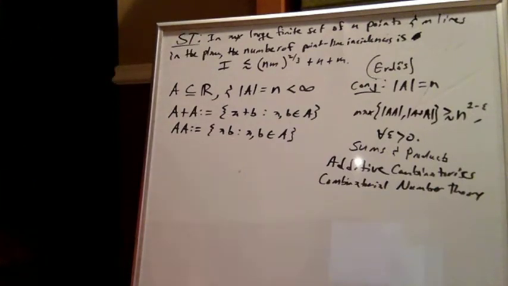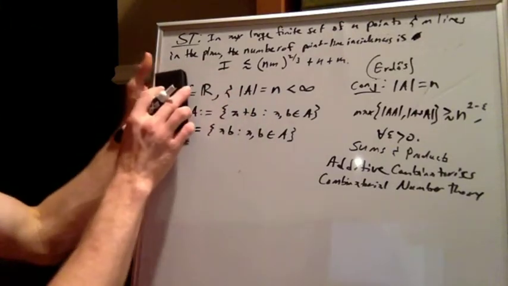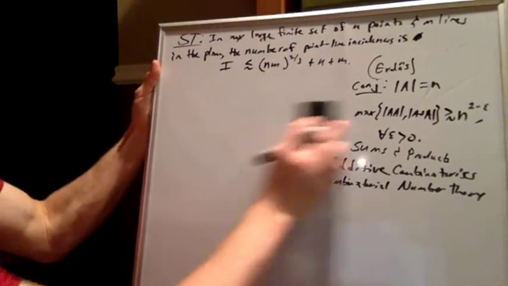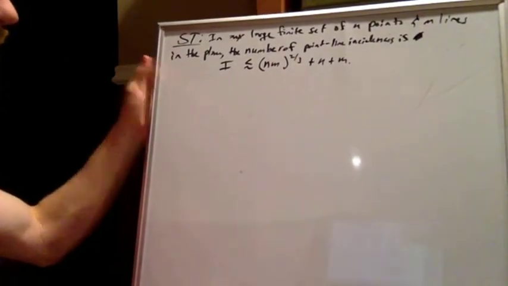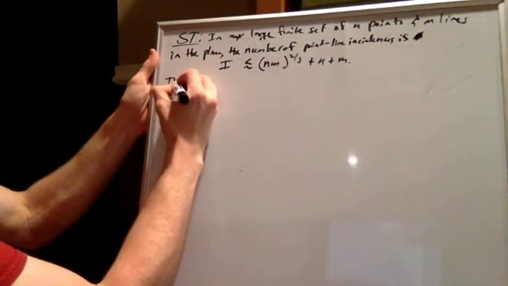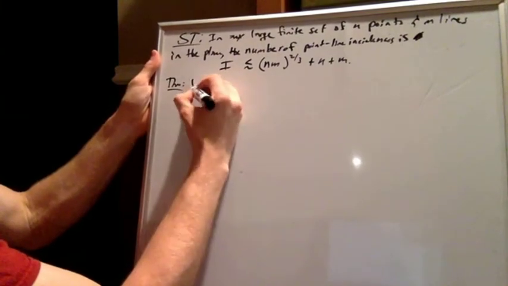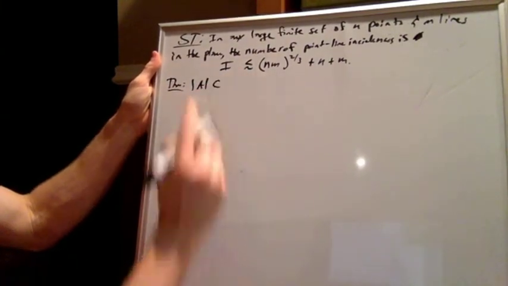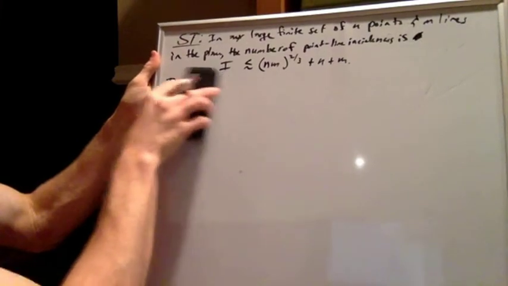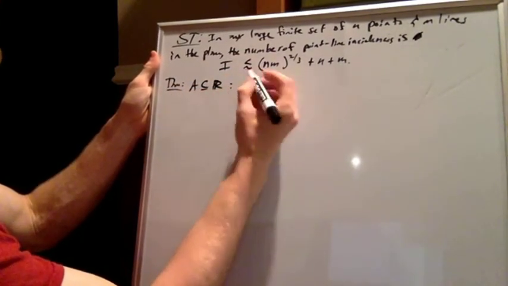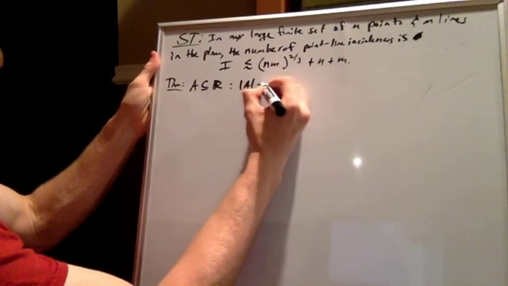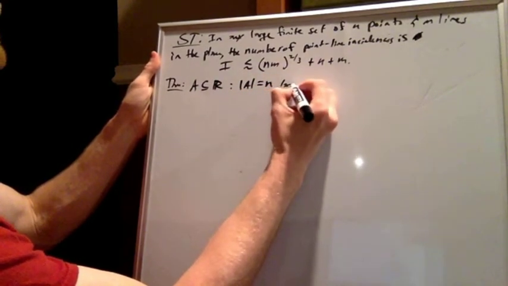Super fun conference. So let's prove just a really basic result by Elekes on this combinatorial and additive number theory stuff. We're going to prove the following theorem: given a set A, a subset of the reals, such that the size of A equals n, large and finite.